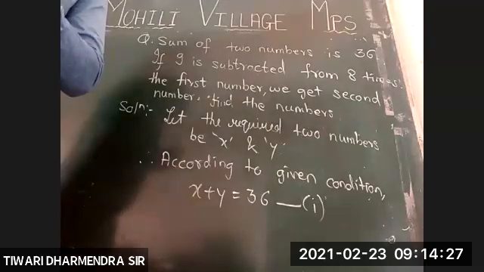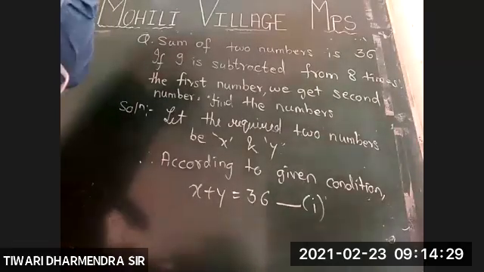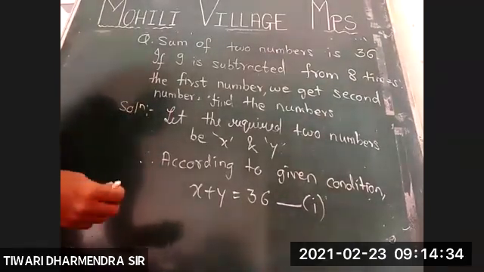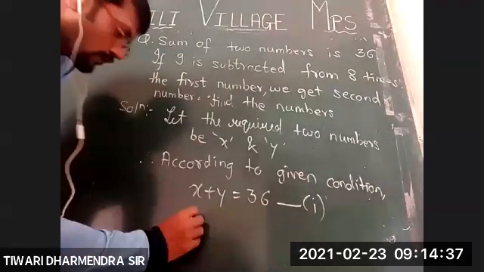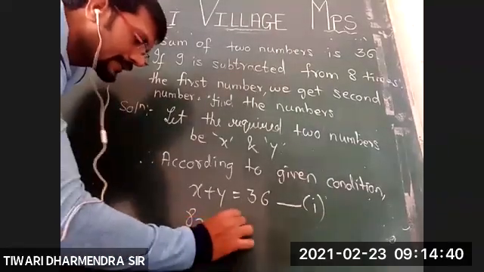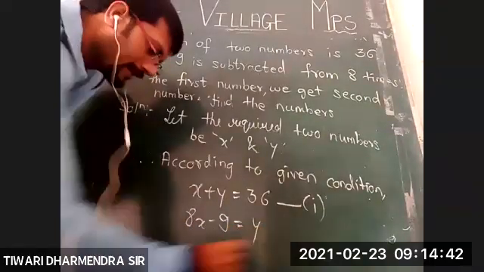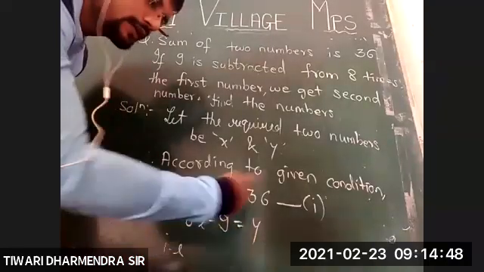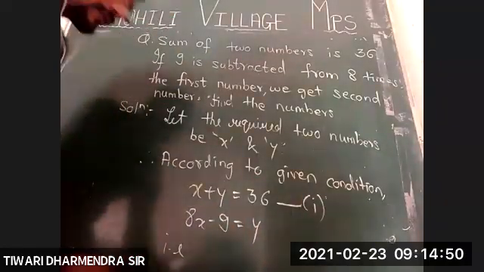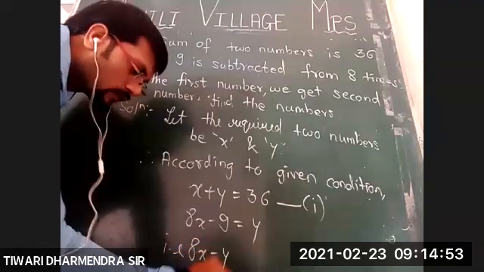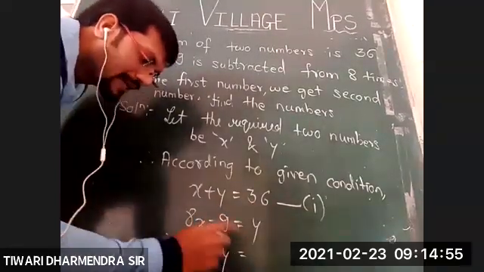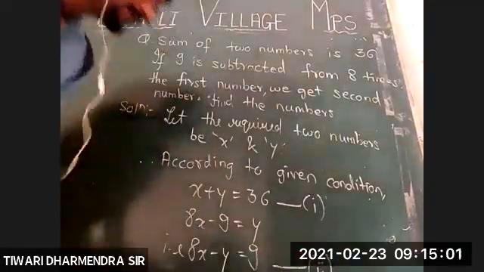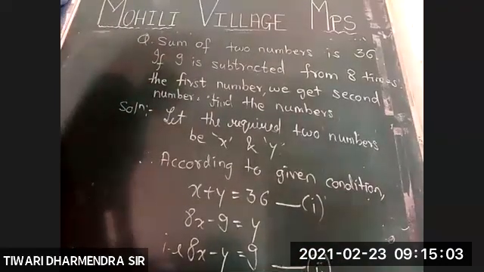And after that, according to the given condition, as I have explained earlier, we are subtracting 9 from 8 times the first number. So 8x minus 9 is equal to y. We can rewrite this by taking y to the left hand side, so we write 8x minus y, and taking 9 to the right hand side, minus 9 becomes plus 9. This is our equation 2.